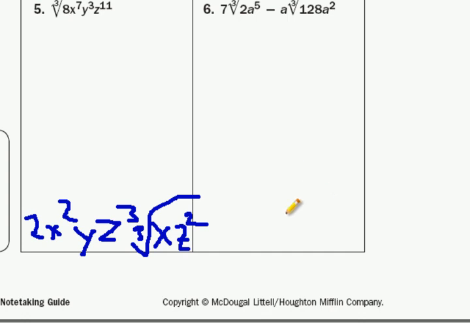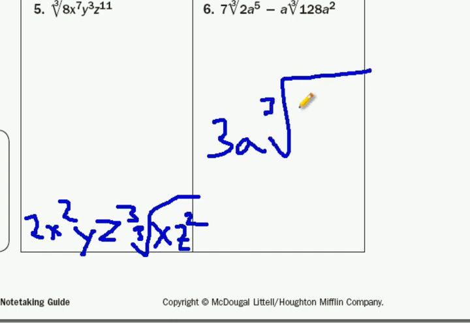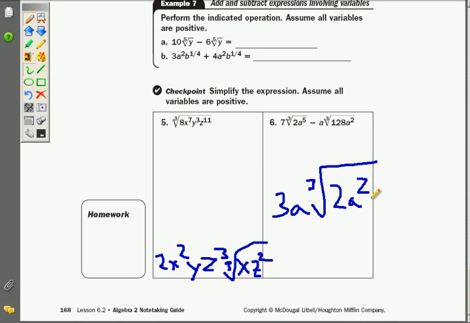And the answer to this one is 3a times the cube root of 2a squared. So if you didn't get those, we'll talk about that tomorrow.